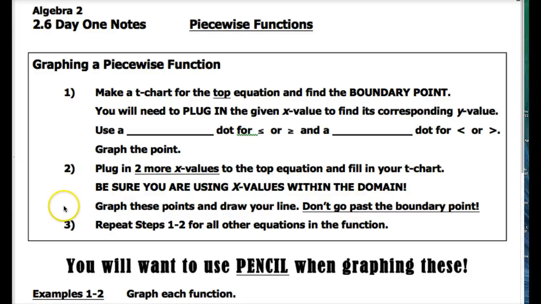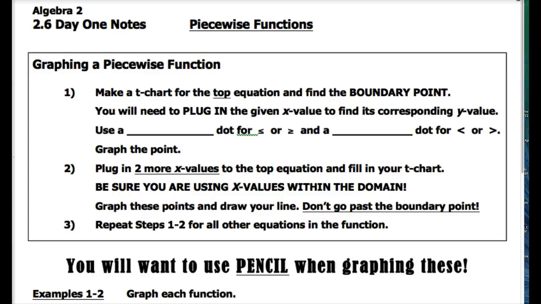Hey guys, this next lesson we're going to explore what are called piecewise functions. You're going to see from the graphs of these that these are basically just functions that come in different pieces, hence their name. Up here in the box you can read through these steps on your own. We're just going to start an example and work through that to give you a better idea of it.